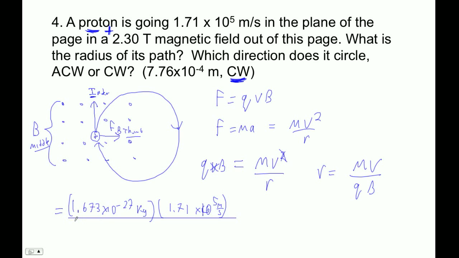And then the charge of a proton is the same as an electron, so 1.602 times 10 to the minus 19th coulombs. And then our magnetic field is 2.30 Teslas.